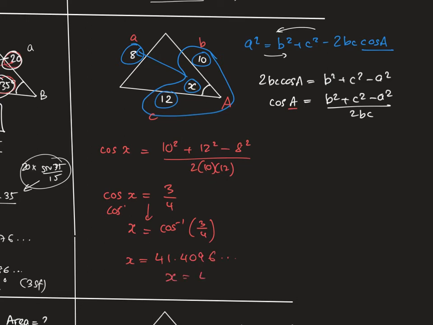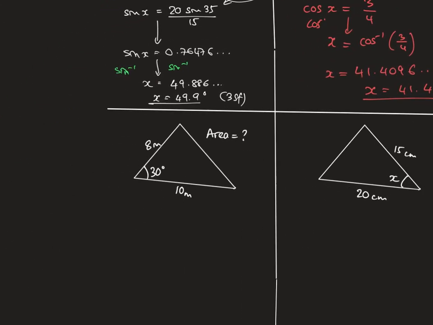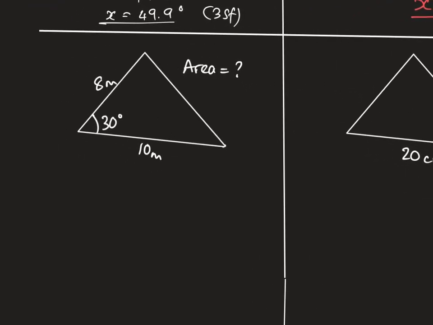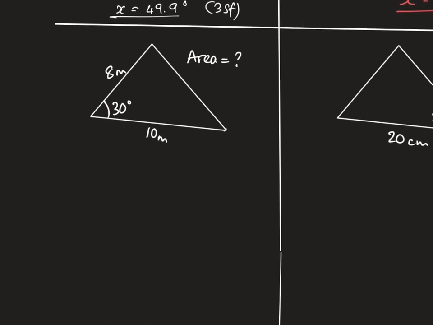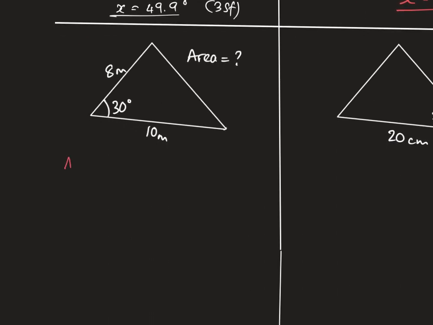So x would be 41.4 degrees to 3 significant figures. Now, the last rule to look at is areas of triangles where they're not right angles, or we don't know the height. Now, the equation for the area is area equals half AB sine big C.